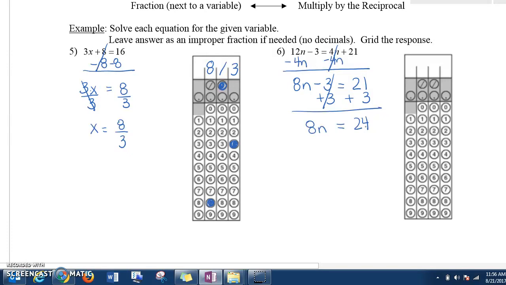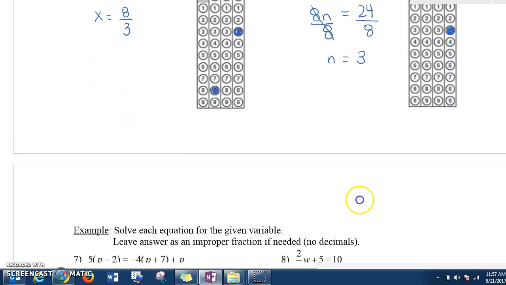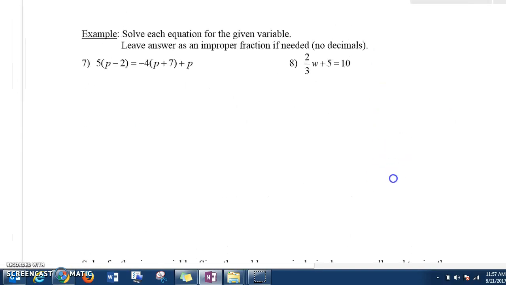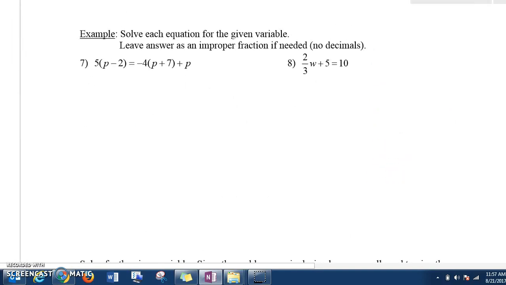Last but not least, you would have to divide both sides by 8, since 8 is being multiplied to n. 8 divided by 8 is 1, which we say is canceled. n equals 24 divided by 8, which is 3, so we would just go ahead and put 3 and bubble in the 3. This was one of those cases where you can put it at the end or in the beginning. Awesome job. Let's go on to number 7 and number 8.